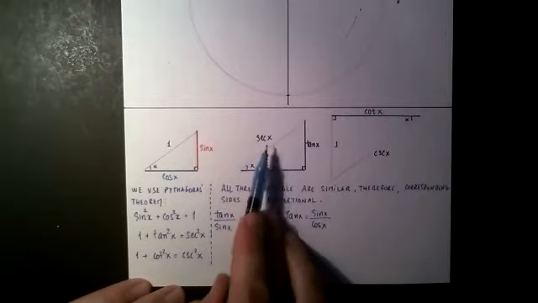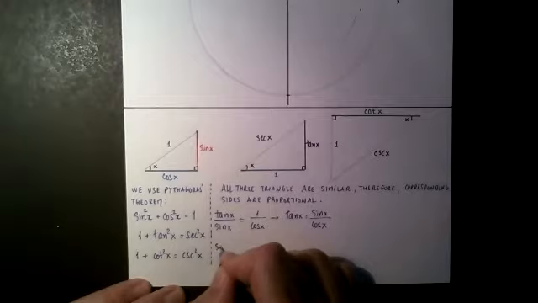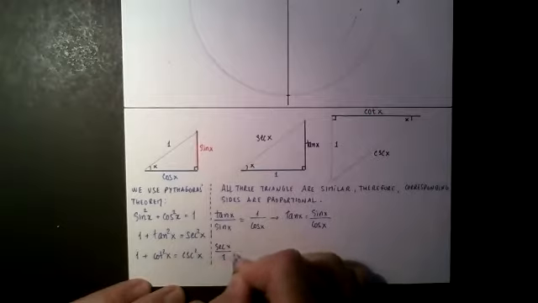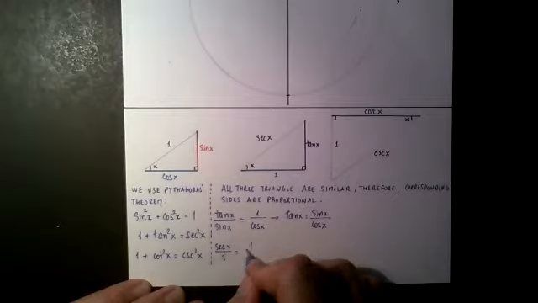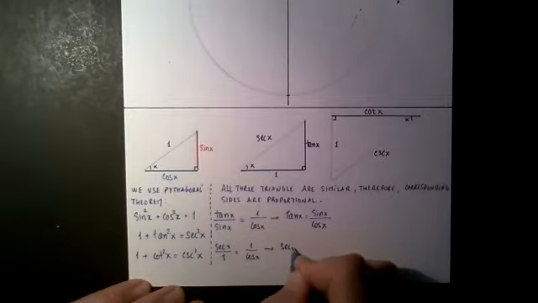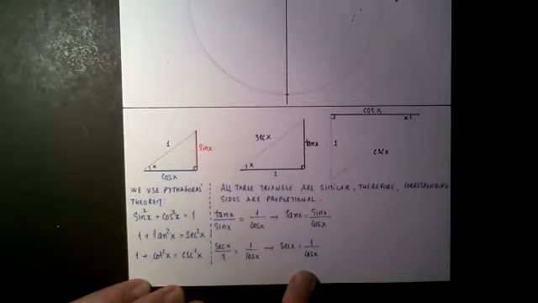And let's now do secant x over 1, which is equal to 1 over cos, which means that the secant of x is 1 over the cosine of x. This one also, I think you know.